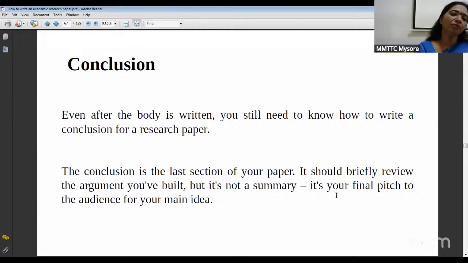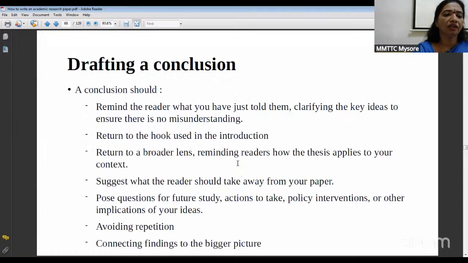So let's come to the conclusion: how to write a conclusion. Even after the body is written, you still need to know how to write a conclusion for a research paper. The conclusion is the last section of your paper. It will briefly review the argument you have built, but it's not a summary. It's your final pitch to the audience for your main idea. You are pitching some new idea to the audience. So how can you draft a conclusion?